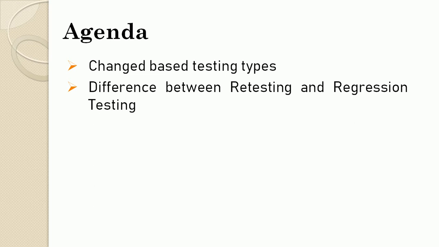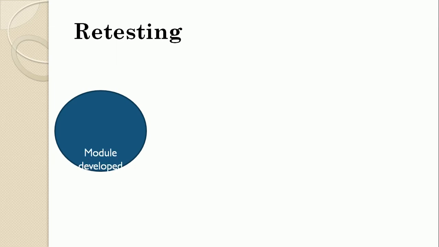So what is retesting? If someone asks you to explain retesting, then retesting is a process where a tester verifies whether the defect is properly fixed or not by the developer team, right? So retesting is conducted after every defect fix, right? Let me explain this concept with a diagram. So what exactly is retesting?